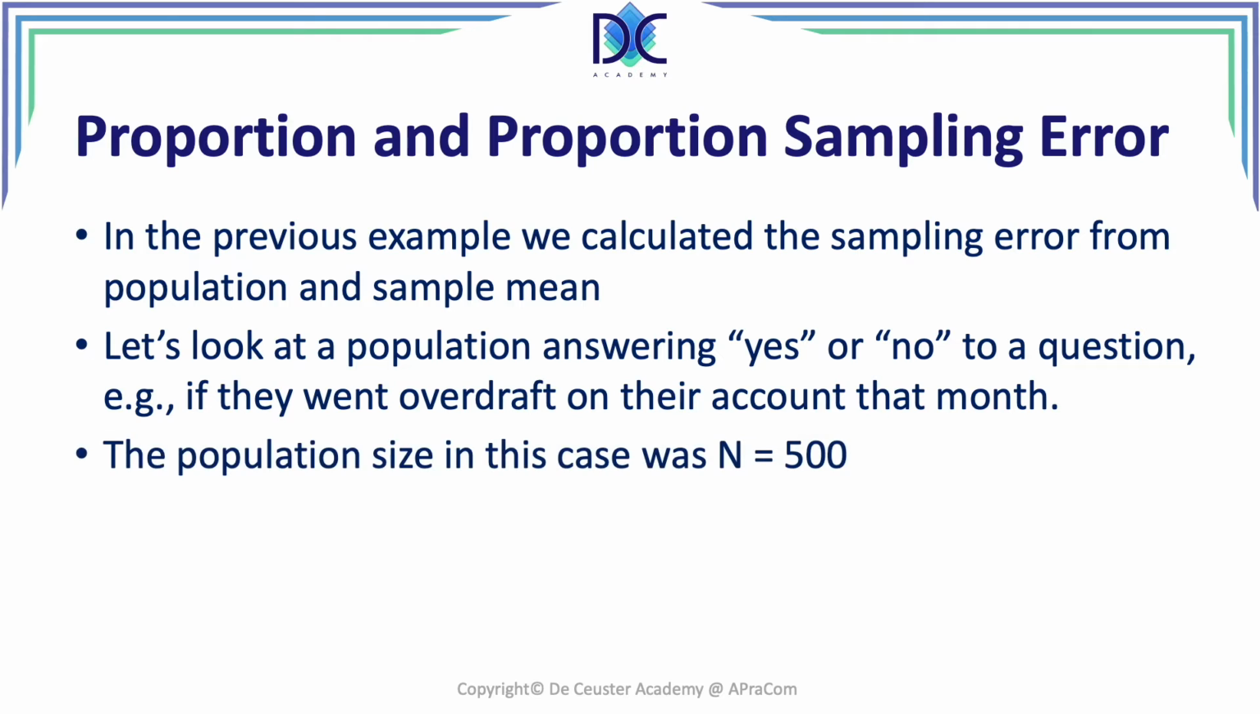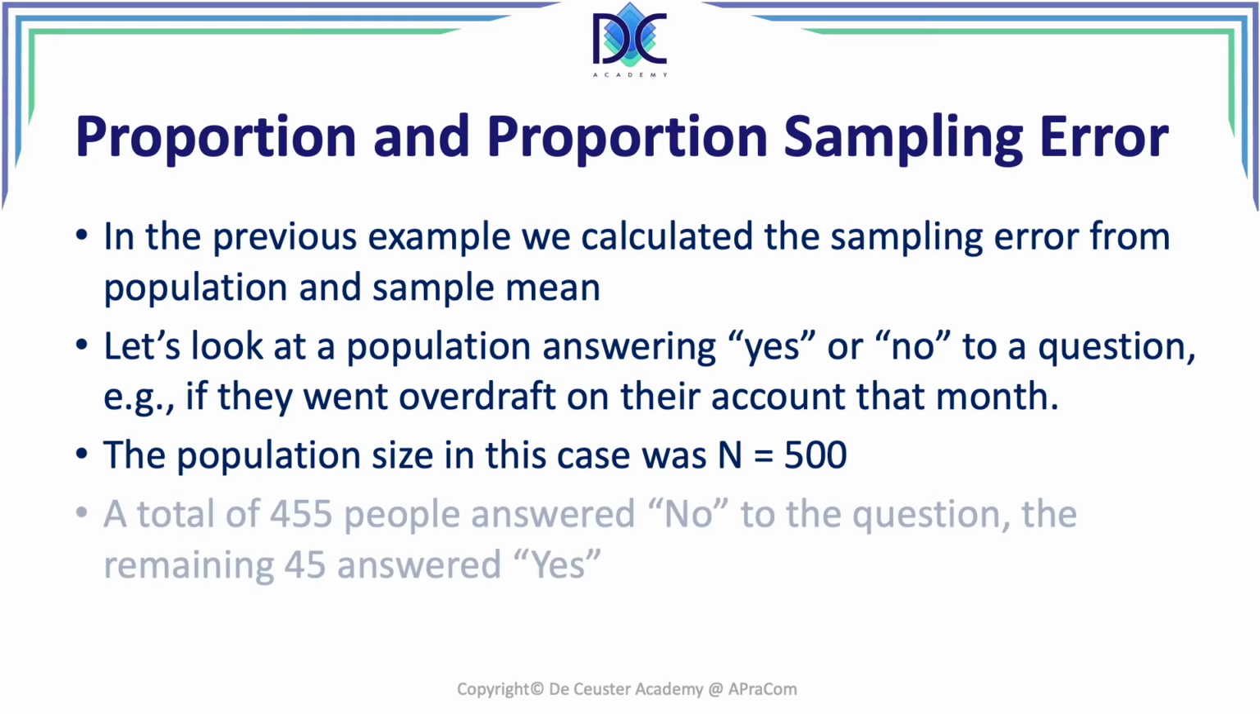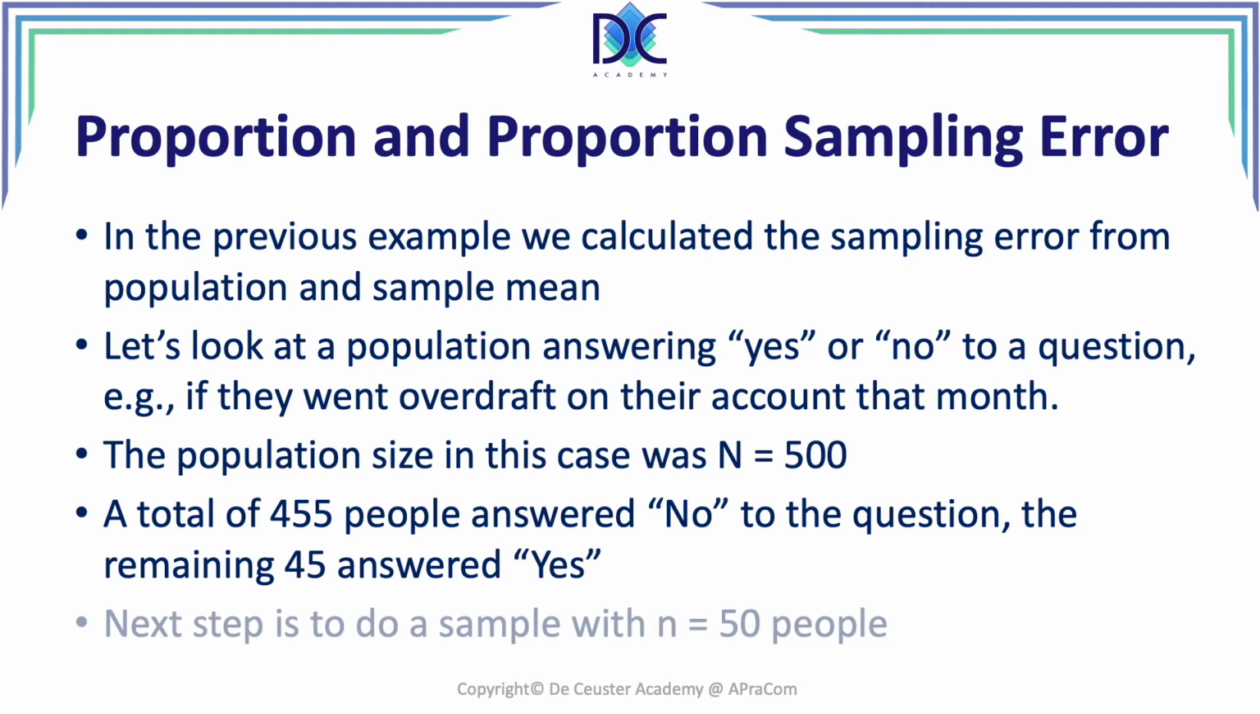The population size in this case is capital N equal to 500. In the population, when we looked at the answers, we found 455 people who answered no and 45 who answered yes. So now we go to the next step and take a sample with small n equal to 50 people. We're looking at the same population, but instead of measuring all of them, we just select 50 as the sample size.